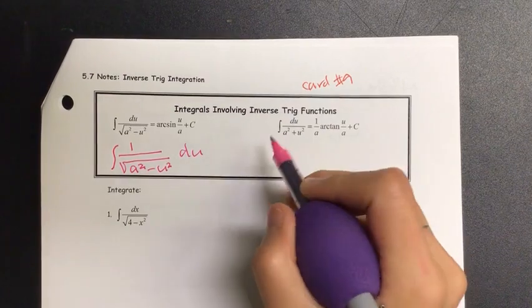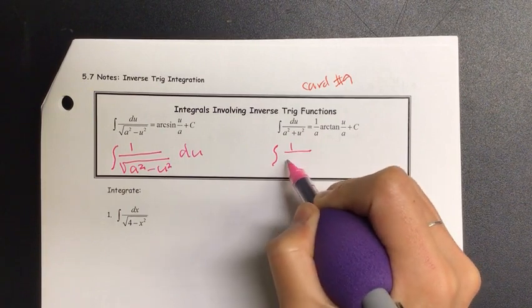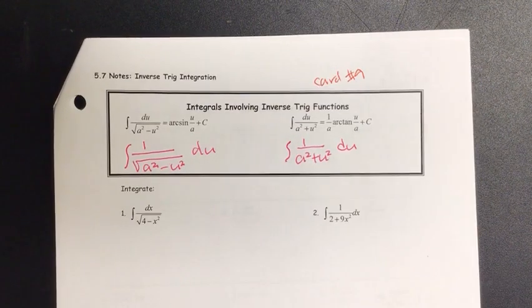Right, there we go. And then the other way for the other integral, it could be 1 all over a squared plus u squared, and then du. Either one is fine though.